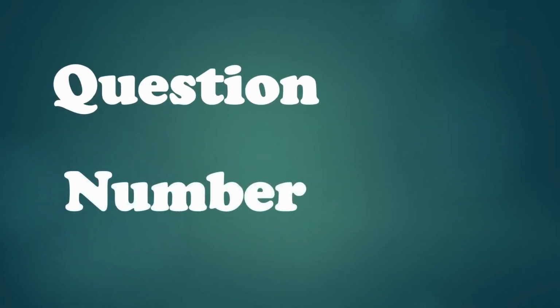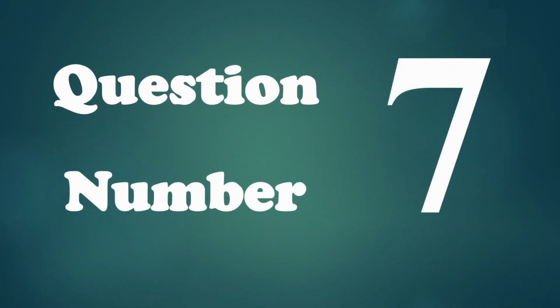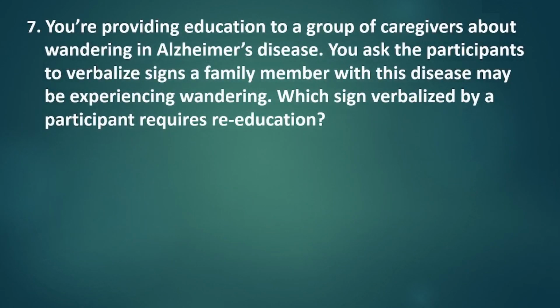Question number 7. You're providing education to a group of caregivers about wandering and Alzheimer's disease. You ask the participants to verbalize signs a family member with this disease may be experiencing wandering. Which sign verbalized by a participant requires re-education?